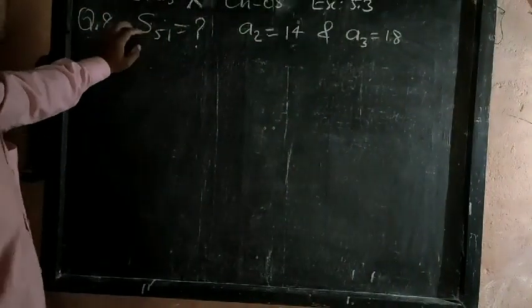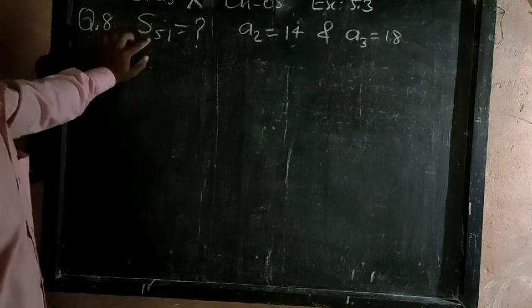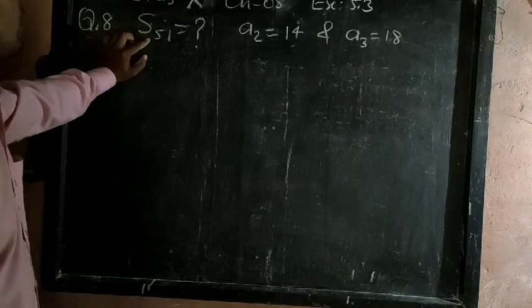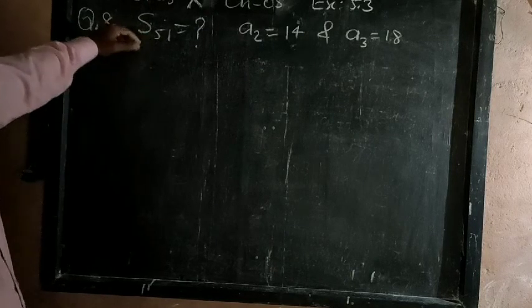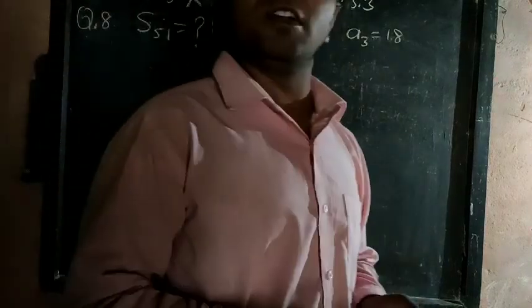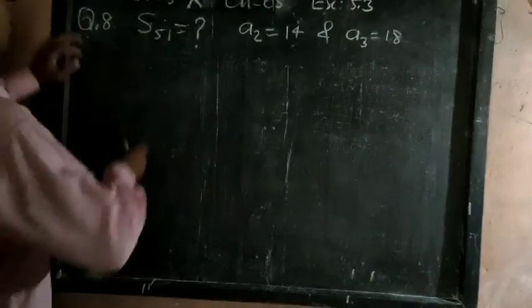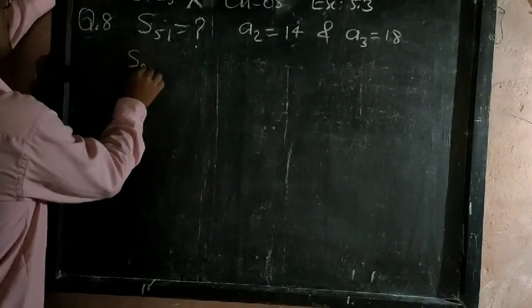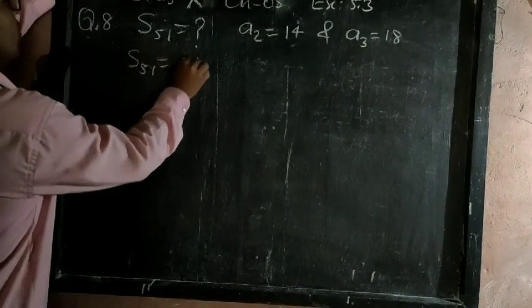So students, first we will expand S51. We first expand this one, then we will get an idea of what we have to do further. So S51, just use the formula. S51 is equal to 51 by 2.